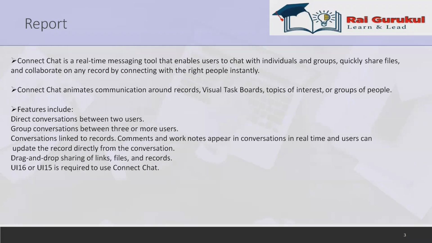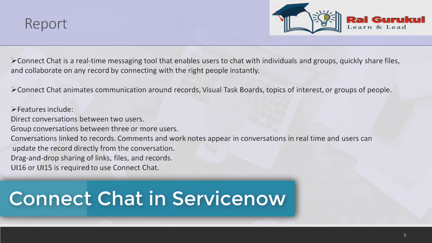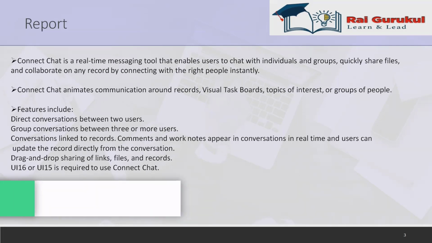So Connect Chat is a real-time messaging tool that enables users to chat with individuals and groups, quickly search files, and collaborate on any record by connecting with the right people instantly. Let's say you're working on a specific project and you need some detail about that project, then you can immediately ping, rather than calling from some other tool. You can immediately ping your team members, your colleagues, or a cross-functional team member.